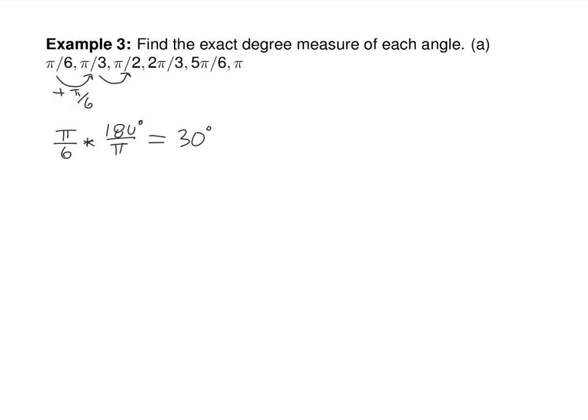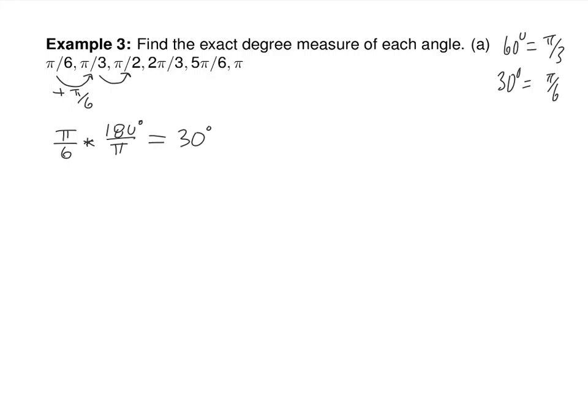You could also think from the previous example, 60 degrees was equal to pi thirds, right? And so what's half of 60? 30. And multiply the denominator by 2. And half of a third is a sixth, right? There are two ways to think about that.